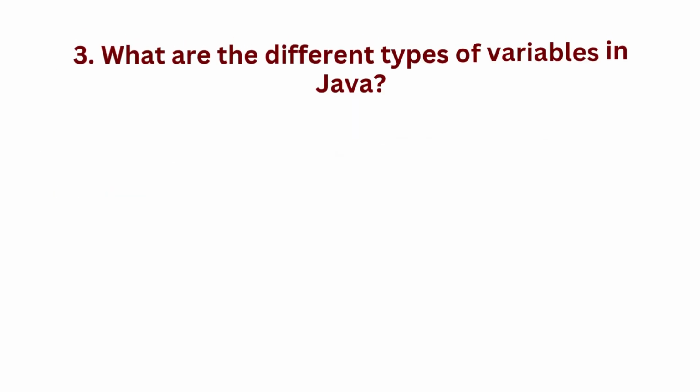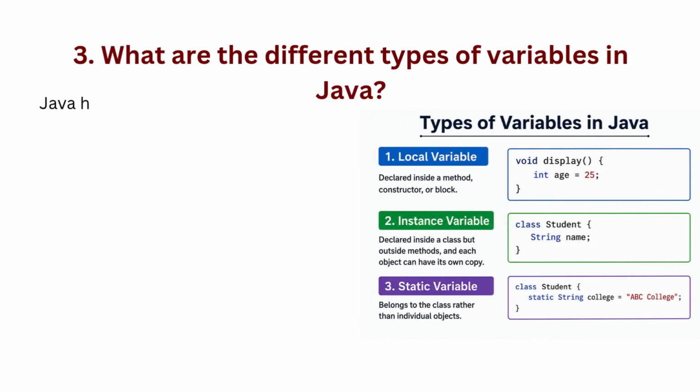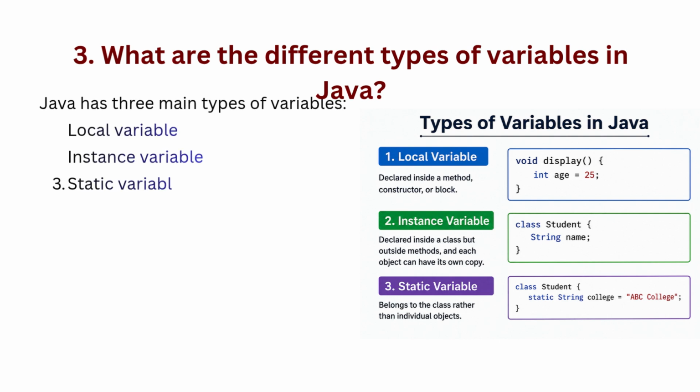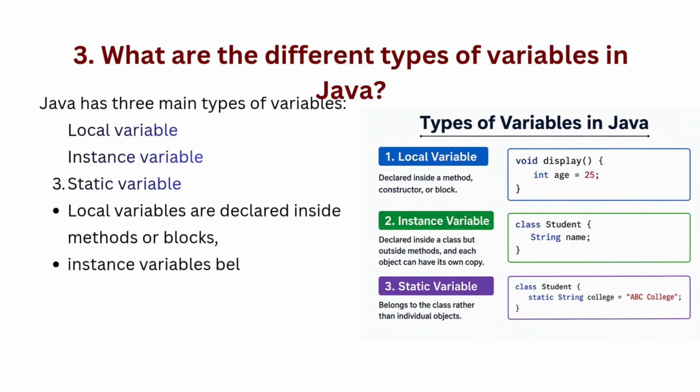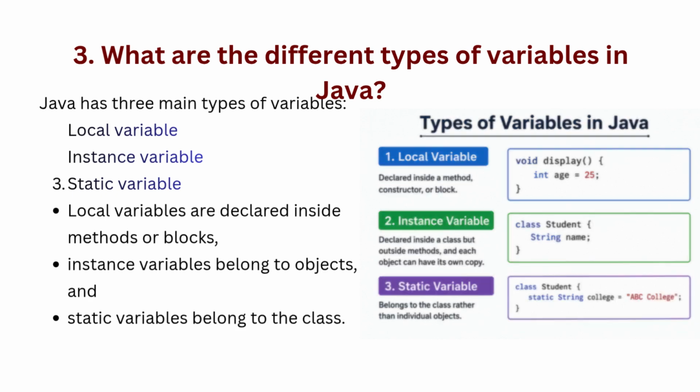Third question: what are the different types of variables in Java? Answer: Java has 3 main types of variables: local, instance, and static variables. Local variables are declared inside methods or blocks. Instance variables belong to objects, and static variables belong to the class.